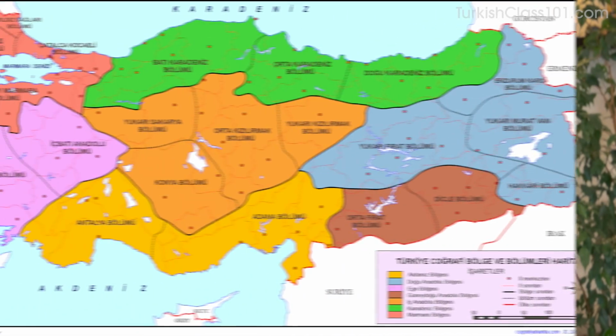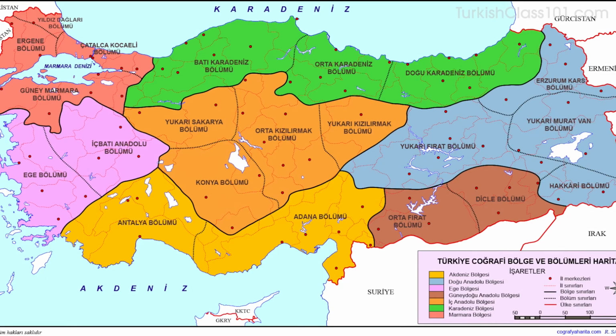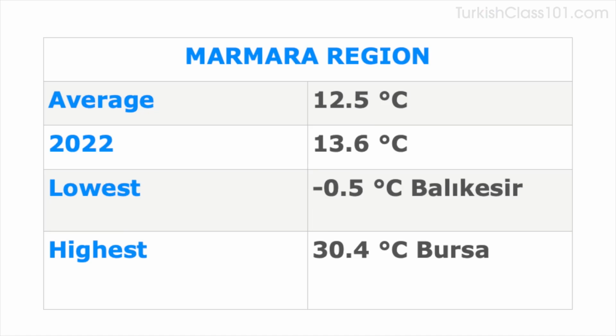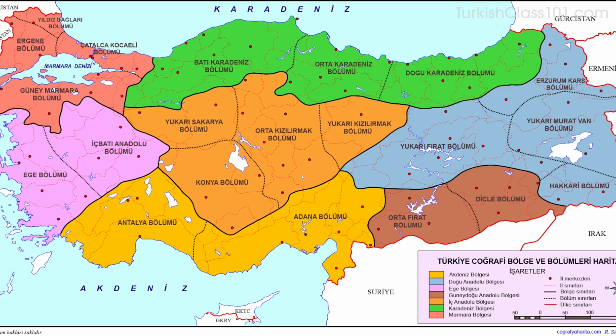We'll of course look at it region by region as we always do. Let's see. Marmara region. The average temperature is 12.5. It was 13.6 in 2022. The lowest is minus 0.5 and the highest is 30.4 in Bursa. It's a huge difference.